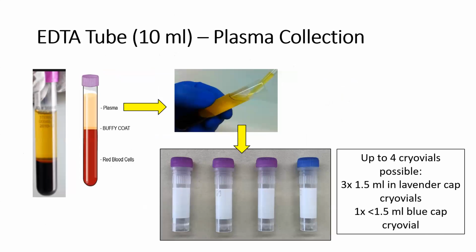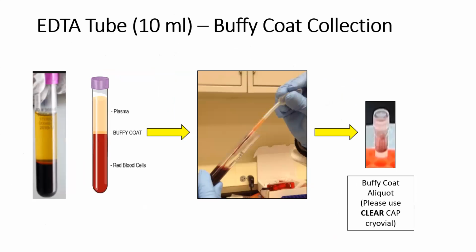And this is an example of what we'll be looking for once the plasma tube's been spun down. You have the plasma, buffy coat, red blood cell layer, aliquot into potentially 3 1.5 ml lavender top cryovials, and any residual into the blue cap. And then you'll be collecting the buffy coat, which goes into the clear capped cryovial.